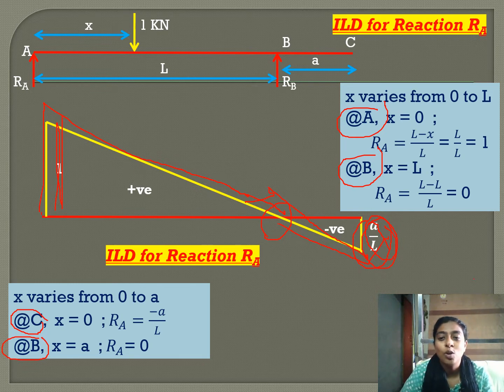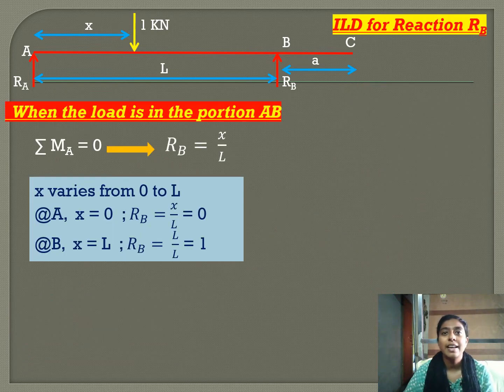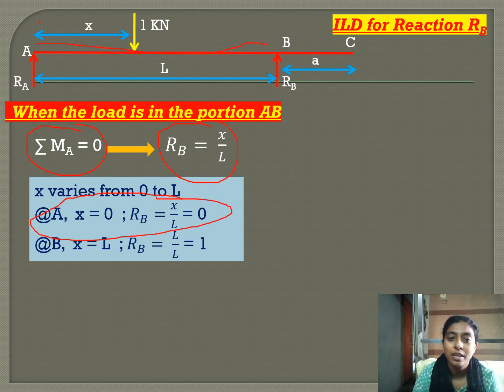Similarly, we will see how to draw the influence line diagram for RB. For drawing the influence line diagram for RB, there are two parts: the unit load moving from A to B, and the unit load moving from B to C. So we take sigma MA is equal to 0. Therefore, we get RB is equal to X by L. X is varying from A to B, that is X is varying from 0 to L. So at A, RB is equal to 0 and at B, RB is equal to 1.